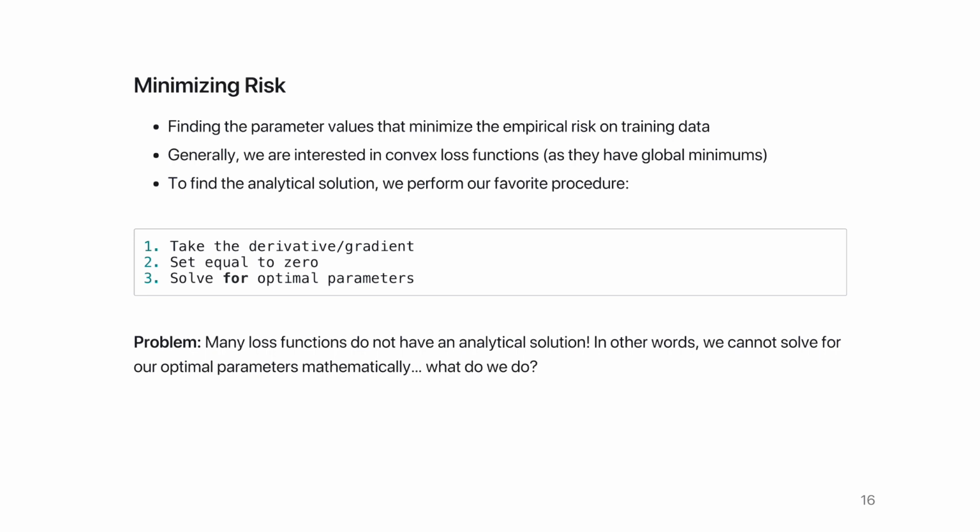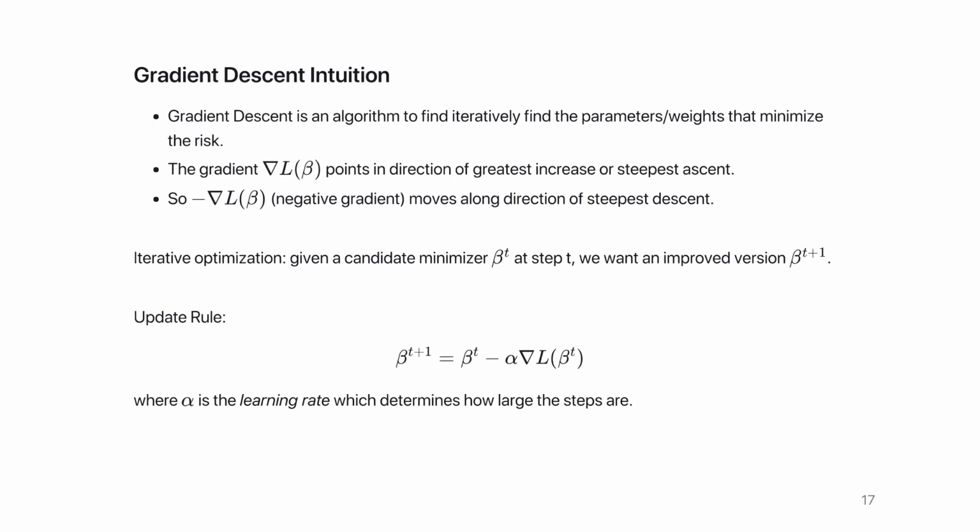And when we talk about gradient descent, when we have a convex loss function, we are guaranteed to find the global minimum. If we don't have a convex loss function, we can get stuck in local minimums, and then we don't know if we found the actual global minimum. As I mentioned, you take the derivative or the gradient, you set it equal to 0, and you solve for the optimal parameters. Now we're going to talk about what happens when you can't take the derivative of a loss function. That's where gradient descent comes into play.